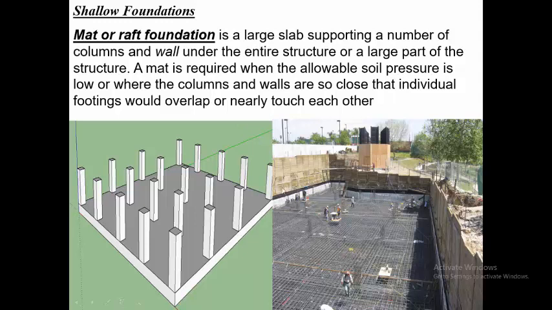So this is similar to a combined footing wherein each adjacent column overlaps. So when every adjacent footing is overlapping each other, you need to put a mat foundation. And also, if the soil pressure is very low, that is necessary.